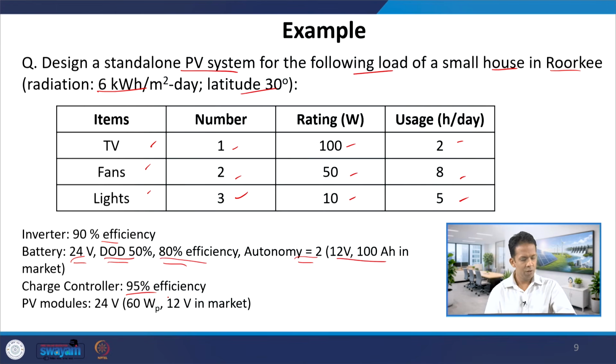Charge controller efficiency is 95%, PV modules 24 watt, and the one available in market are 60 peak watt and 12 volt. Right. So this is our given numerical with the data. Now let's solve the problem.